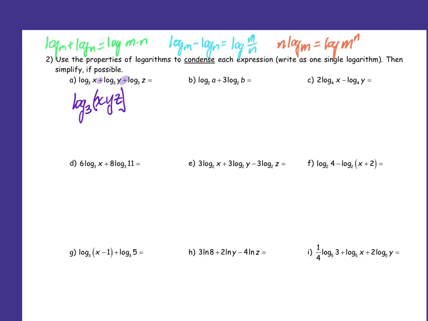We have an add, which means it's going to become multiplication. And then I also have an exponent. So this exponent, or this number in front, is going to become an exponent with that. So I have log base 2 of a times b to the third power. Or I can just write that as log base 2 of a b to the third.